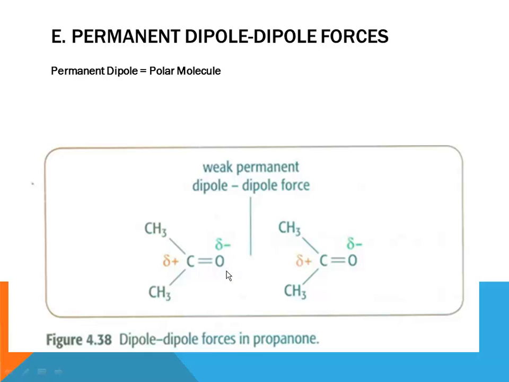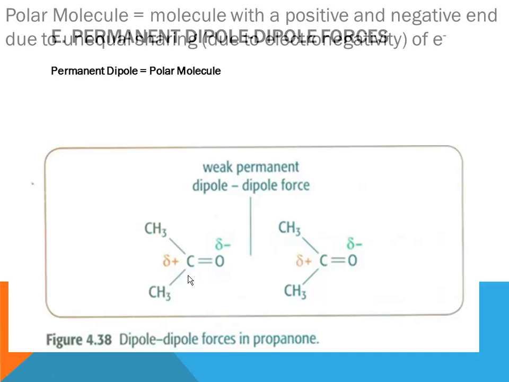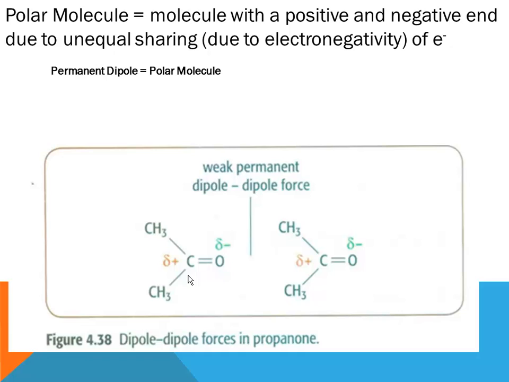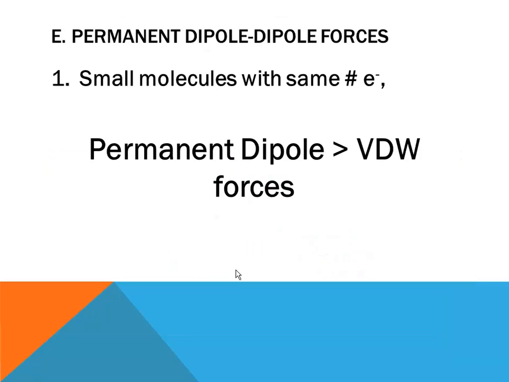So you can see here in propanone, which is a ketone, has oxygen, which has 4 electrons in the outer shell, which causes it to be more electronegative, which pushes carbon to be more positive. A molecule with a positive and negative end is due to unequal sharing because of electronegativity. Oxygen is more electronegative than carbon, so it has a permanent negative charge.